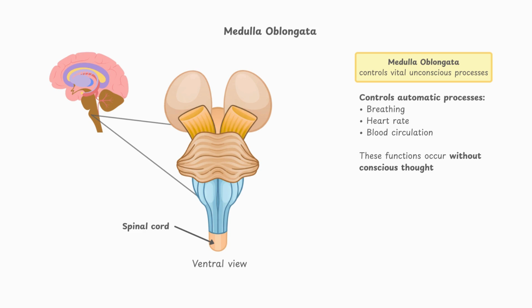Just above it is the thalamus, which acts as a relay station. It receives sensory information like touch, pain, and temperature, and sends it to the correct areas of the cerebral cortex for processing.